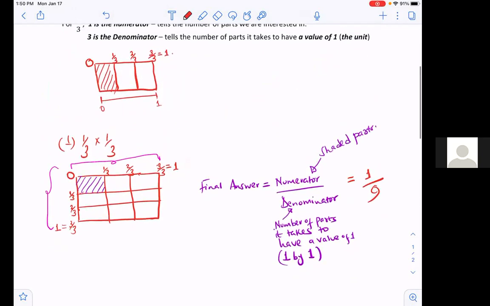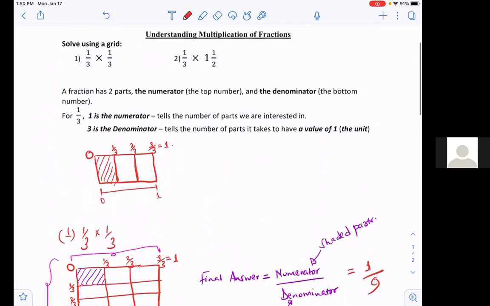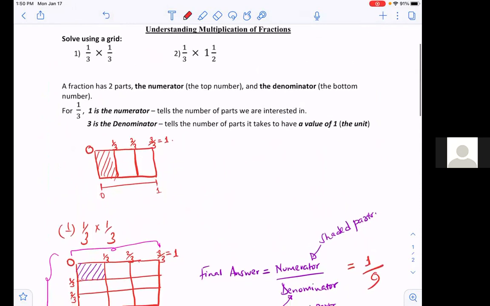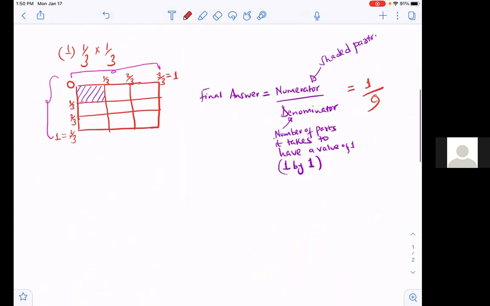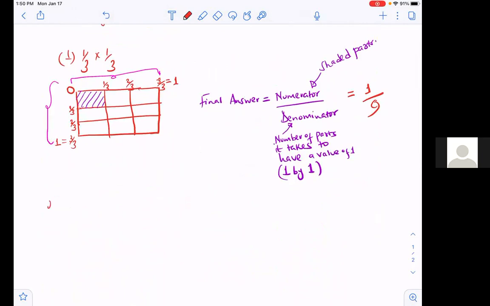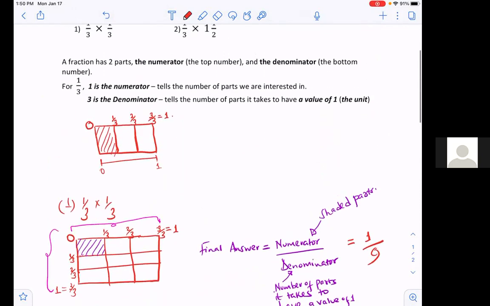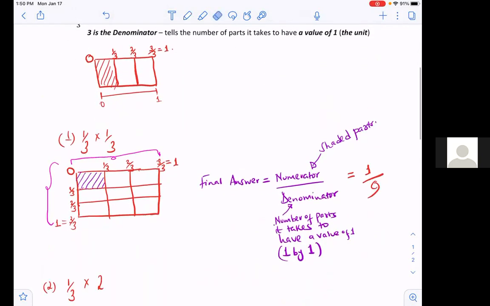Let us do a similar thing for the second question. A third times 1.5. Number 2, a third times 2 is actually 1.5.